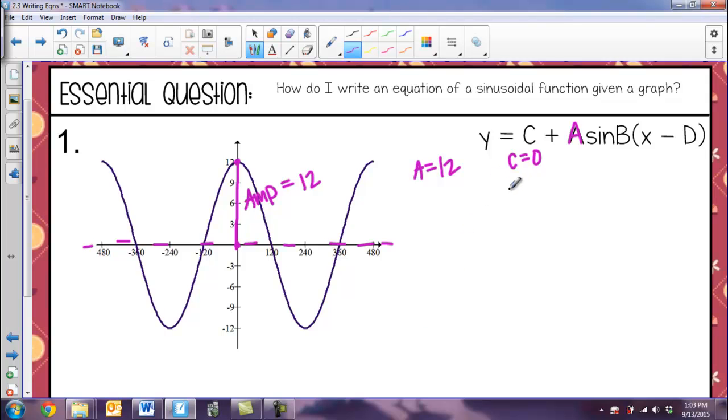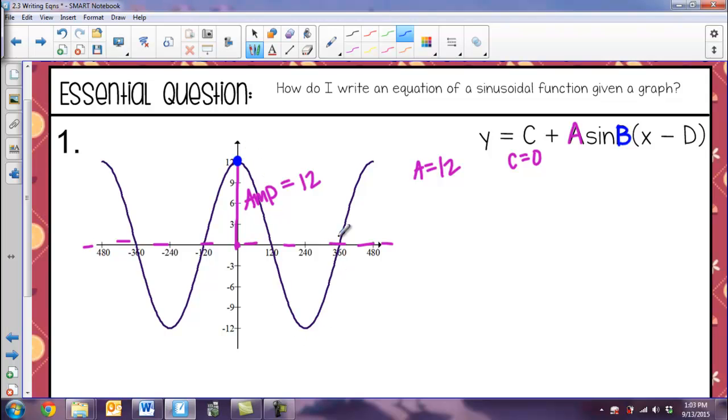Okay, so next thing I'm worried about is my period, or my B. I already have A and C. I'm already trucking along. So what you need to do in order to find the period of this graph is to pick a point. Pick any point you feel like. So I'm going to pick this top point up here. And then my goal is to find the same point somewhere else on my graph to figure out how long it took to get that cycle done.